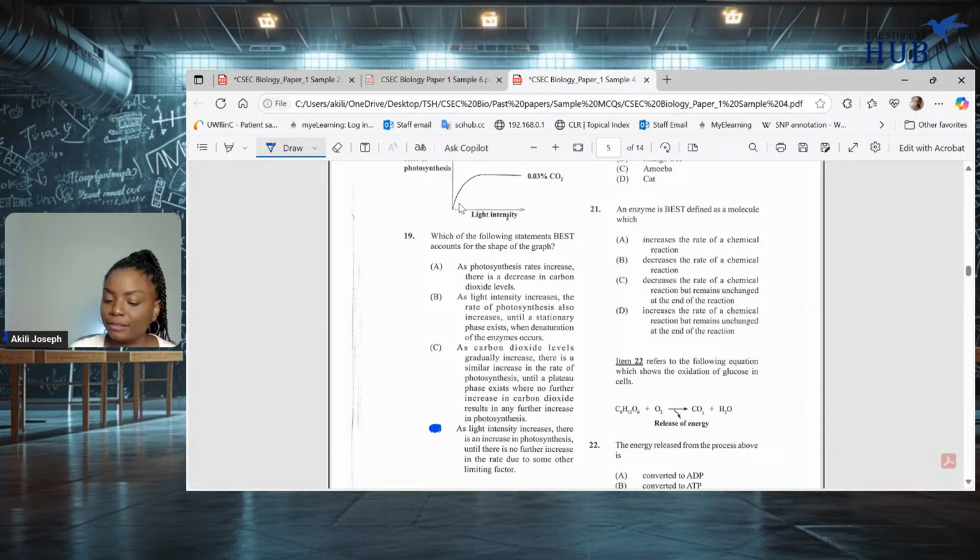So we're seeing the first part of the curve here. As light intensity increases, the photosynthetic rate is also increasing until some other factor becomes the limiting factor here, right? A lot of people want to choose C, but here carbon dioxide is a fixed level, right? It's 0.03%.